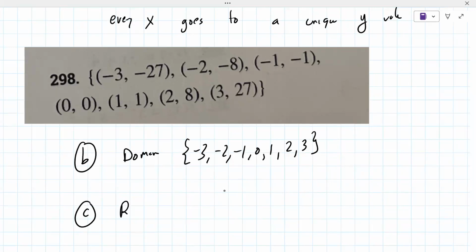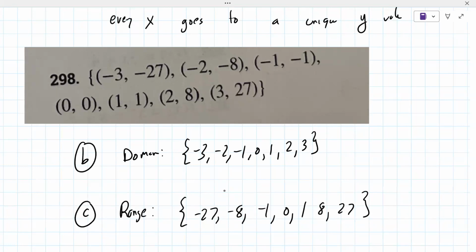C is the range: -27, -8, -1, 0, 1, 8, and 27. This is a common test question to get something like this.